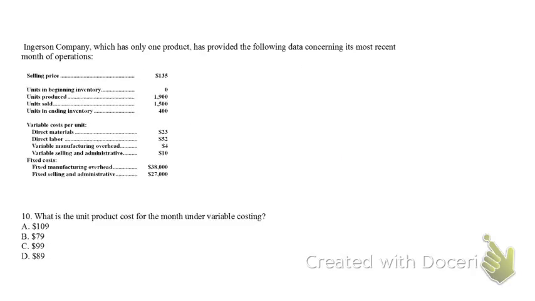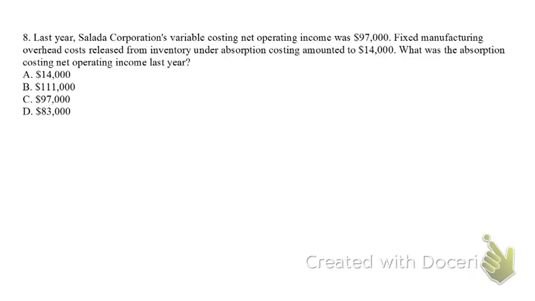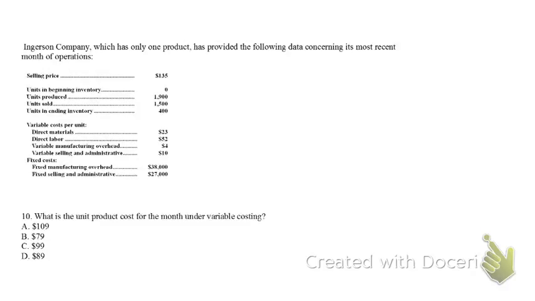The next one that I'm going to do is question number 7. Keep in mind, these are just the math problems. This is problem number 7. And once again, all we're looking for is unit product cost under variable costing. All we have to do is add the 23, the 52, and the 4. So when we add the 23, the 52, and the 4, we will get a product cost of $79 under variable costing. So that will be question number 7.